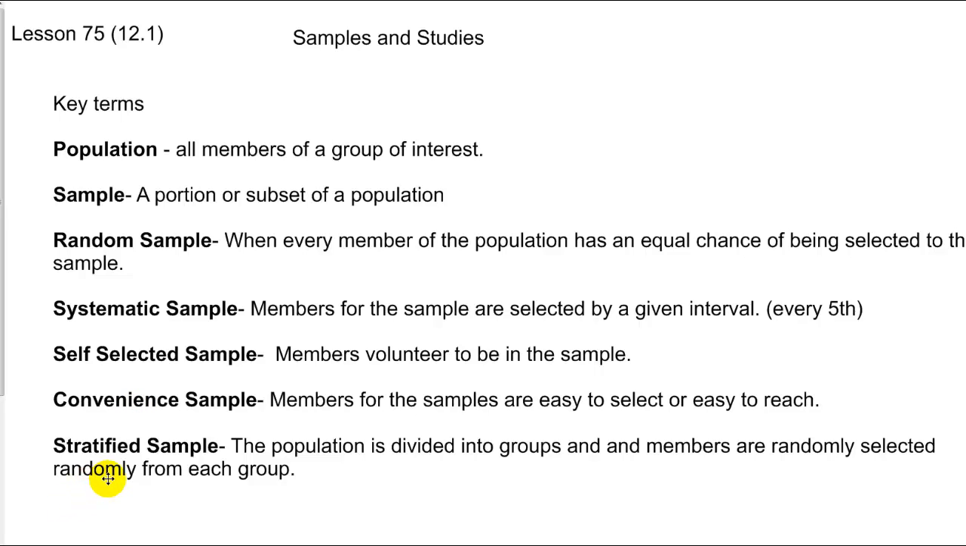And a stratified sample is when a population is divided into subgroups and the members are then randomly selected from those subgroups. So for instance, if you were taking the student body at a school, you could subdivide that by grade levels, freshman, sophomore, junior, and senior, and then randomly take people from each of those groups.